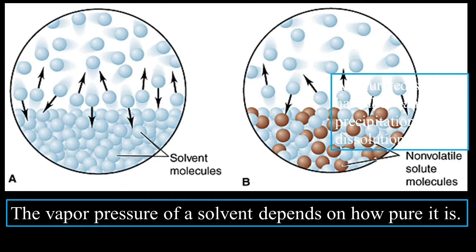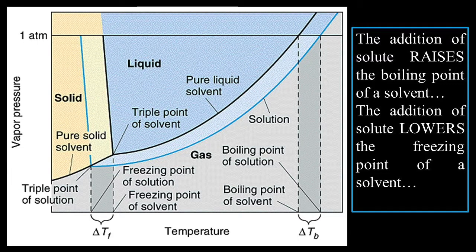The vapor pressure of a solvent depends on how pure it is. Here we have solvent molecules in A and the non-volatile solute molecules in B. Which one do you think has the higher vapor pressure, A or B, and why? So we know that vapor pressure of a solvent depends on how pure it is, but how is it dependent? How is one dependent on another?